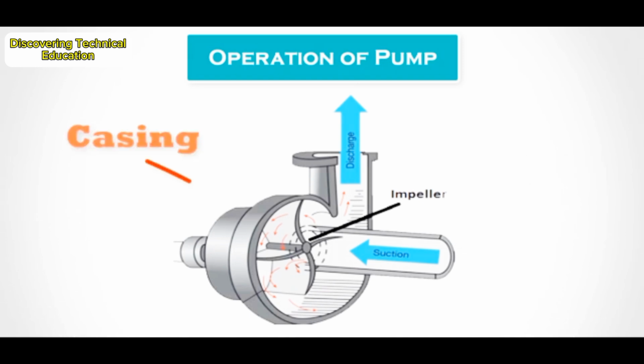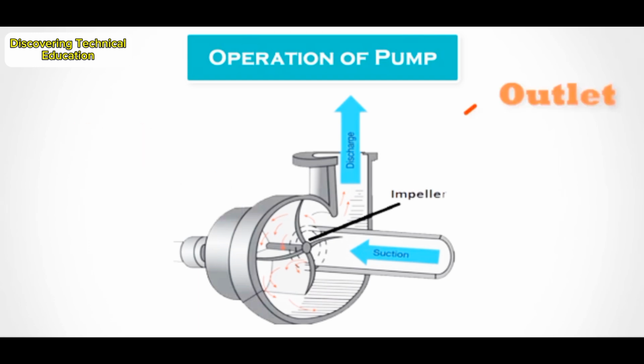The purpose of the pump's casing is to contain the liquid inside the pump during operation. The casing houses all the pump's internal parts. The liquid leaves the pump through the outlet. This side of the pump is also called the discharge side. The pressure of the liquid is highest at this point.